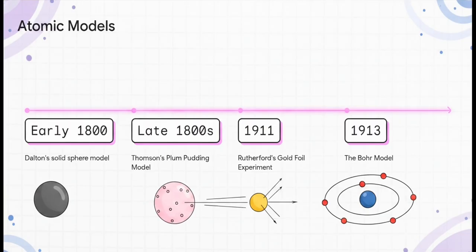Rutherford fired particles at gold foil and realized most went straight through, but some bounced back. He literally said it was as incredible as firing a 15-inch naval shell at a piece of tissue paper and having it come back to hit you. Crazy, right? This completely shattered the plum pudding idea, proving atoms are mostly empty space with a super-dense nucleus. Finally, in 1913, Niels Bohr organized those chaotic electrons into specific, structured circular orbits around that nucleus.